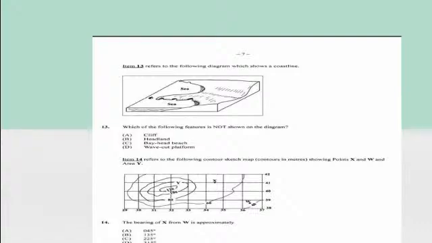225 degrees would have been closer towards the southern side. So our answer 14 would have been 315 degrees, which is letter D.